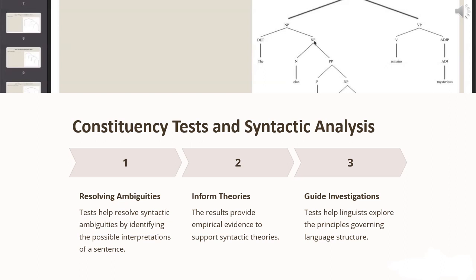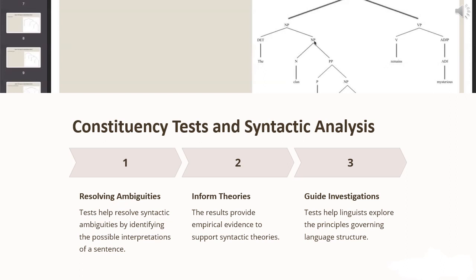Constituency tests help identify potential constituents by systematically examining different combinations of words and phrases within the sentence. By determining the boundaries of constituents, linguists can clarify the possible structural interpretations of sentences.